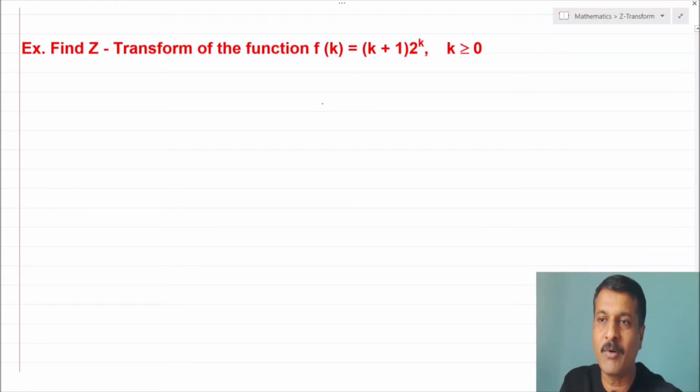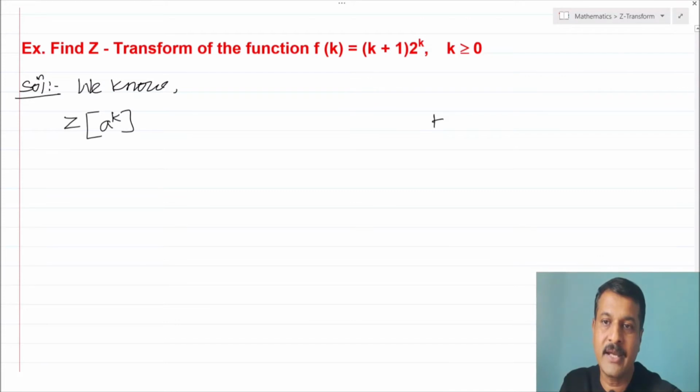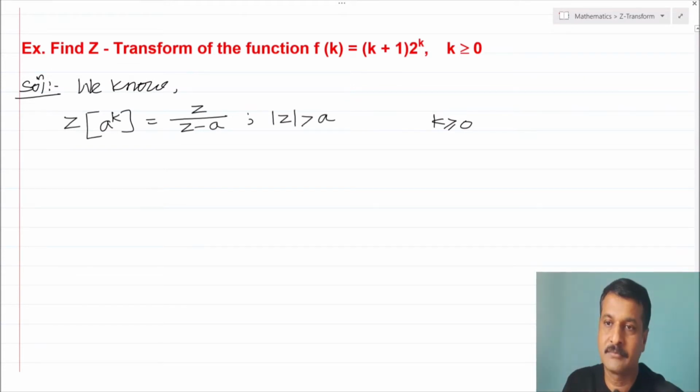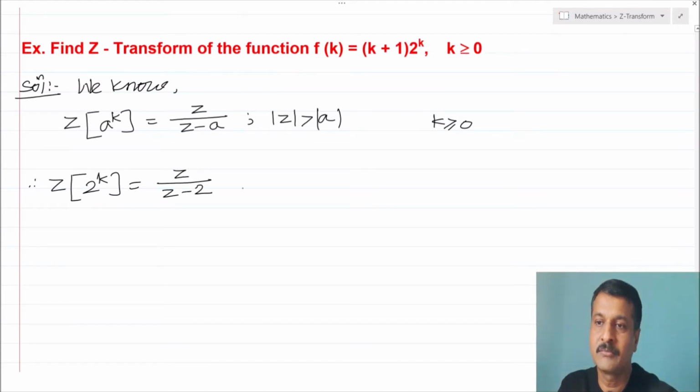Let's consider a new example. Find the Z transform of the function f of k equal to k plus 1 into 2 raised to k, k greater than or equal to 0. Again, by the standard Z transform, we know the Z transform of a raised to k, where k is greater than or equal to 0, is Z upon Z minus a, where mod of Z is greater than mod of a. That is why the Z transform of 2 raised to k equals Z upon Z minus 2, and the condition is mod of Z is greater than 2.